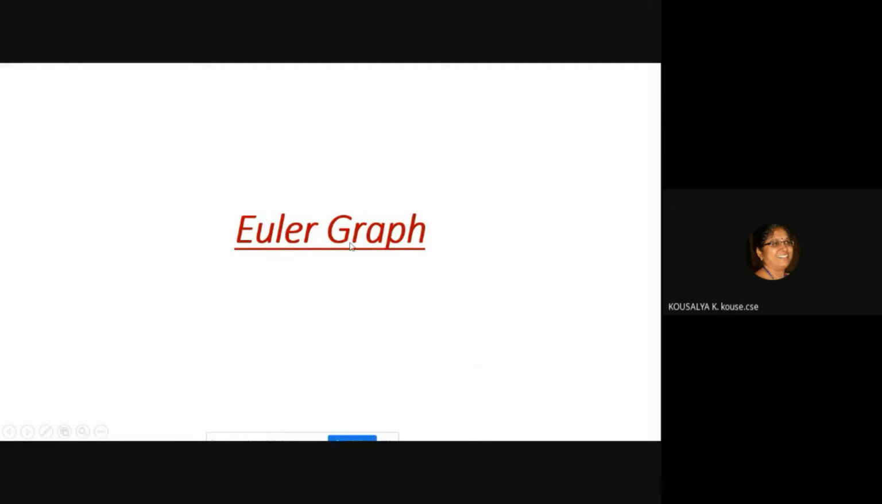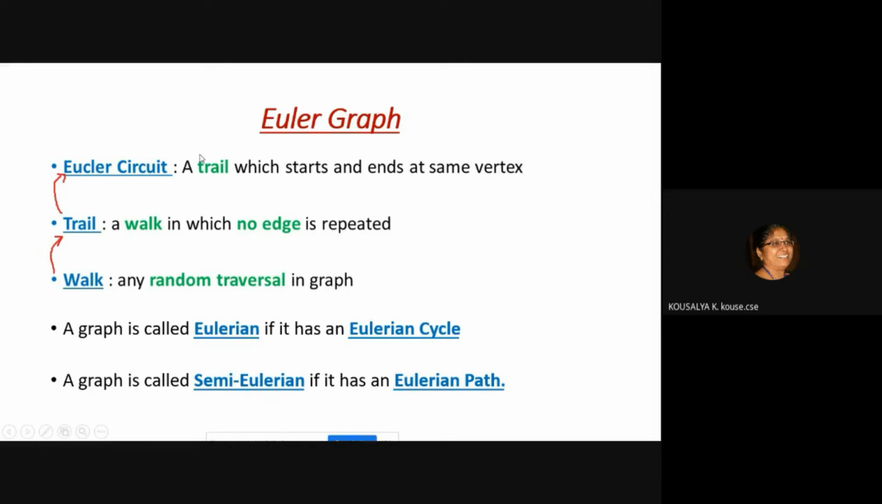What is an Euler graph? An Euler graph is a graph that contains an Euler circuit. What is an Euler circuit? It is a trail which starts and ends at the same vertex. What is meant by a trail? A trail is a walk in which no edge is repeated. A walk means any random traversal in a graph. This is the basic definition. If your graph contains an Euler circuit, then it is called an Euler graph. So a graph is called Eulerian if it has an Euler cycle, that means an Euler circuit.